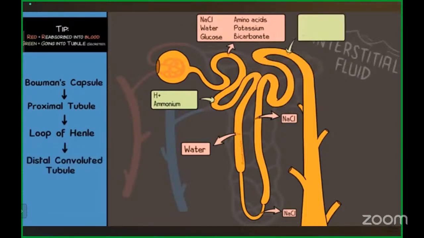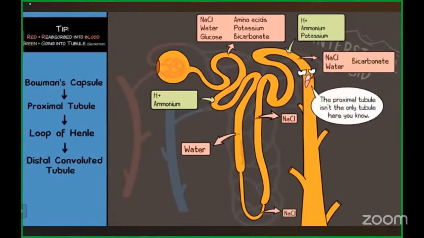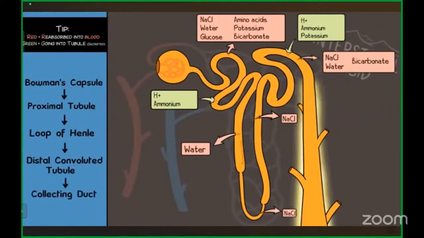In this area, you'll see H+, ammonium, potassium, and more substances secreted, which means into the filtrate it goes, whereas substances like NaCl, water, and bicarbonate will be reabsorbed, meaning they're exiting the filtrate to be reabsorbed into the interstitial fluid. This distal tubule also contributes to pH regulation. And now it is time for the collecting duct. It is time for this filtrate to become urine.